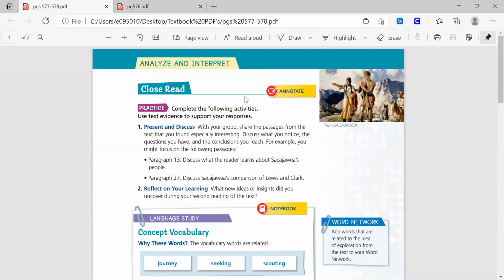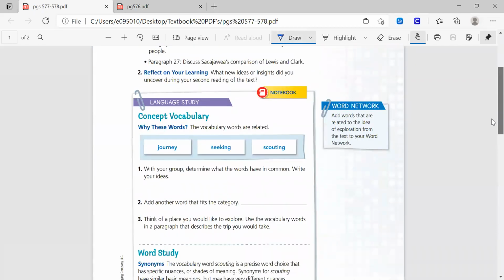For today, we're going to start on page 577 and 578. So that is now what is in front of you. Analyze and interpret. So we're still using the Sacajawea story that we started yesterday, and I'm going to cross out part of this for you guys because we are not doing section 2.